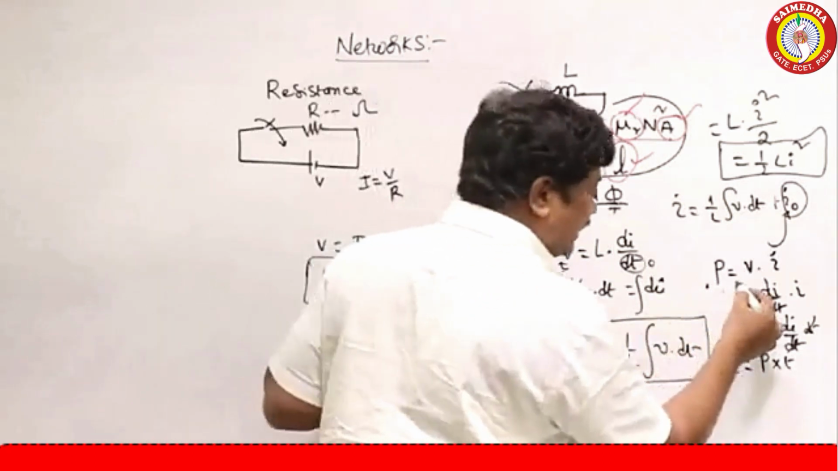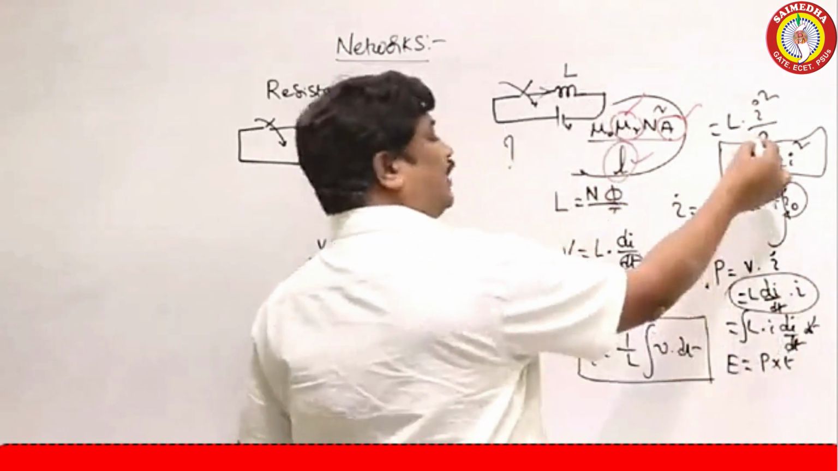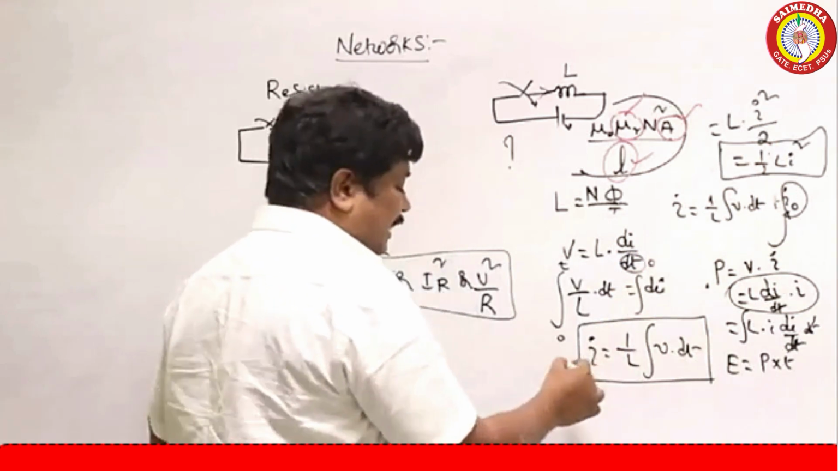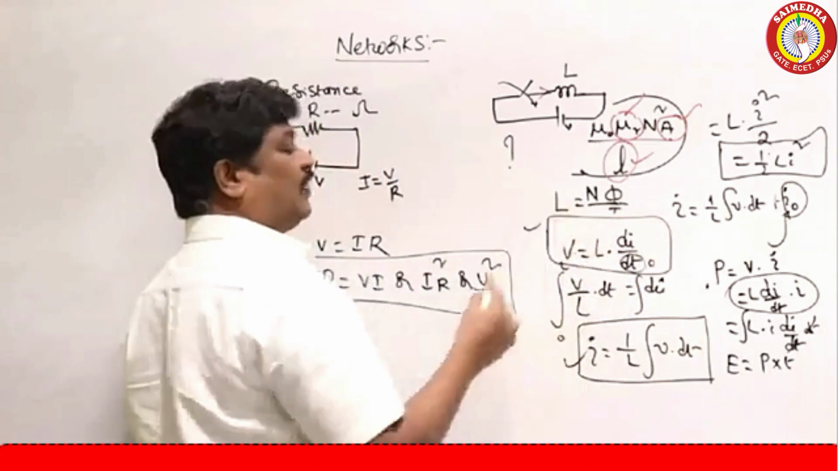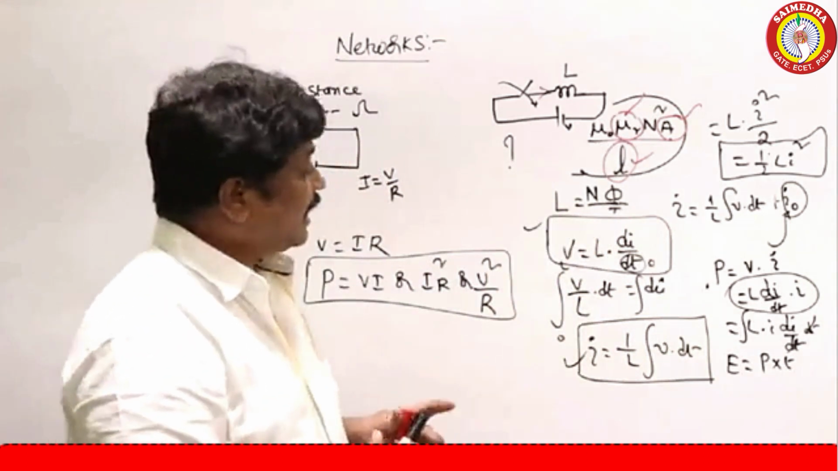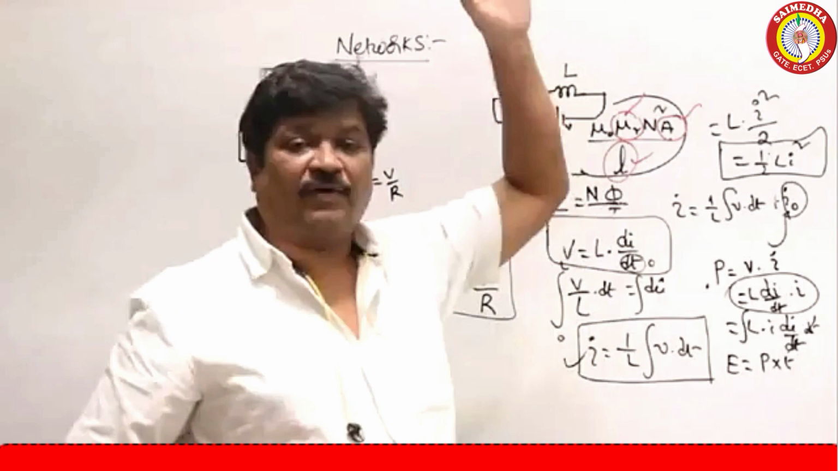Power in an inductor is this formula. Energy stored in an inductor is this formula. Current in an inductor is this formula. Voltage across the inductor is this formula. These are all important formulas, and not only here, they are required many times in our subject.